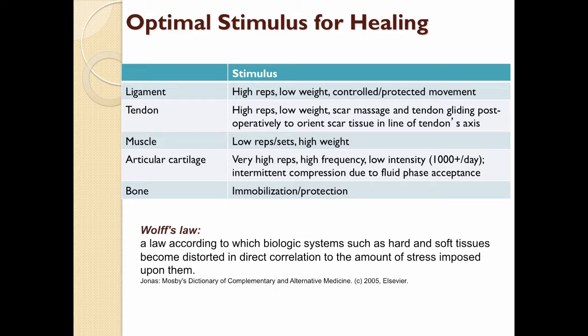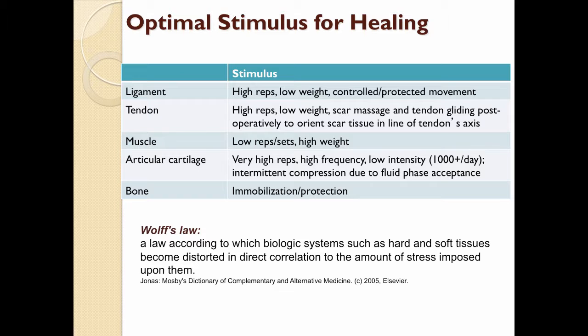And then our tendon, we want high reps, low weight. We do cross-friction massage or scar massage and tendon gliding if we have a post-operative tendon repair. We want to orient that scar tissue in the lines of the tendon's axis. So a muscle, we want fairly low reps and sets, but we want to increase our weight on those.